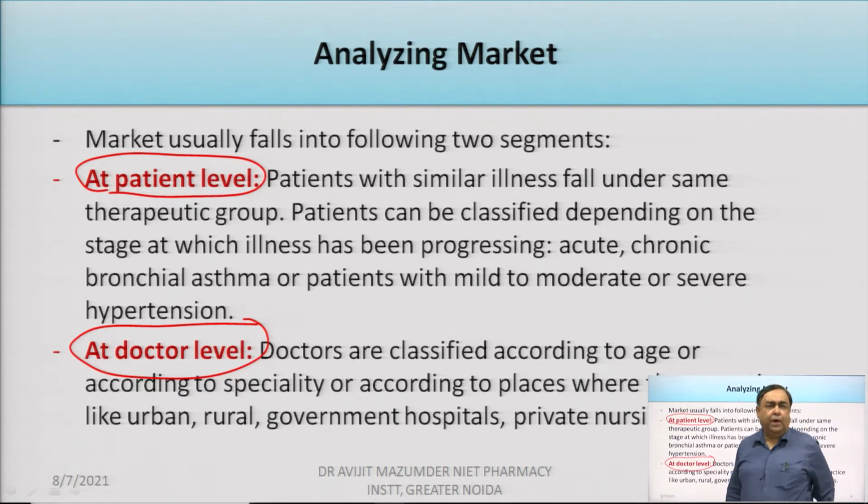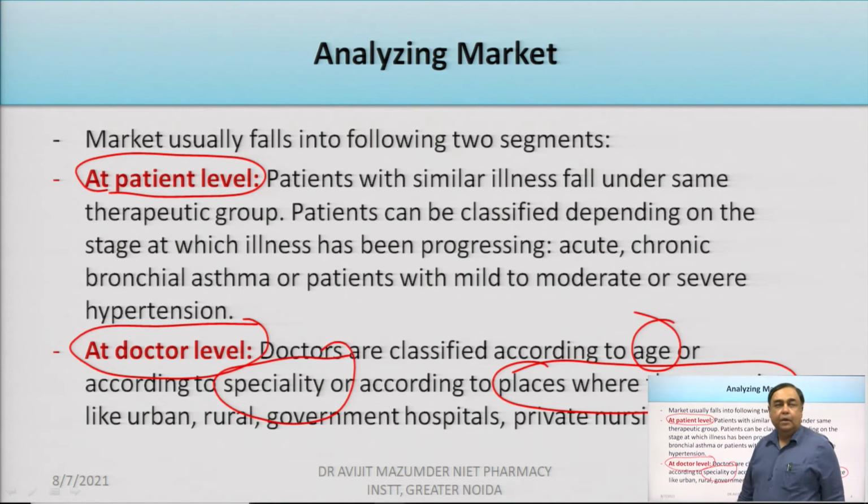Doctors can also be classified by where they are practicing, whether they are practicing in the urban area or in the rural area, whether they are practicing in government hospitals or in private nursing homes. So, depending on their place of practice, we can segregate the doctors. The doctors can be classified as per their age, the specialization, and the places where they practice.